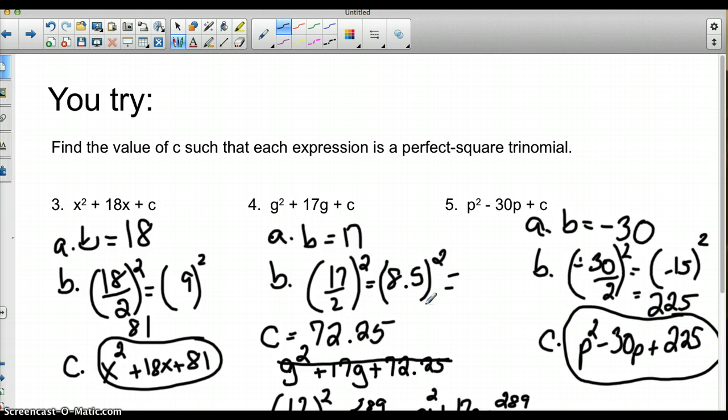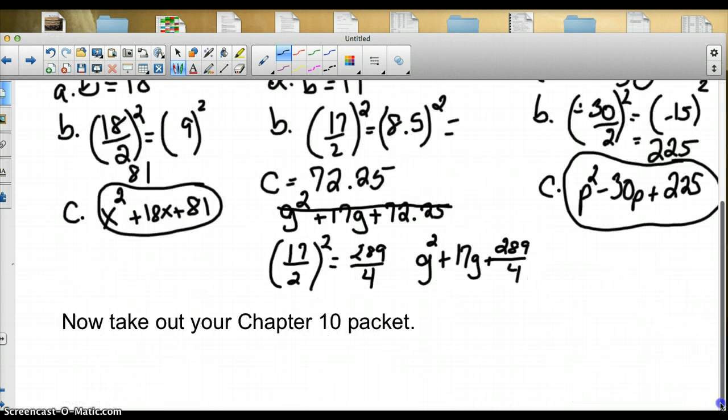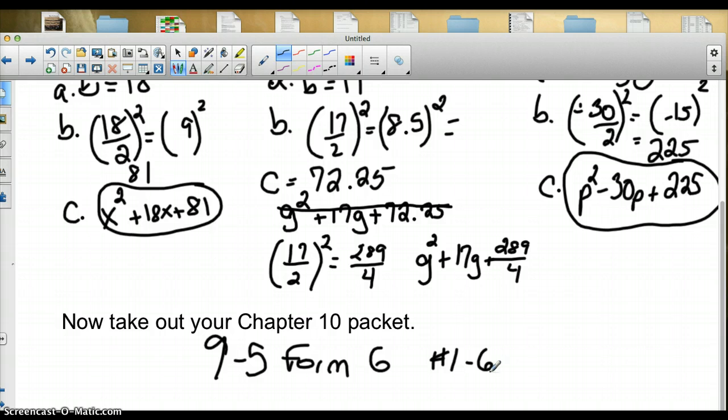Okay, so now take out your Chapter 10 packet, like it says at the bottom of this page, and turn to the practice that says 9-5, Form G, and start doing numbers 1 through 6. And then you'll go over those, and then we will watch a second video.